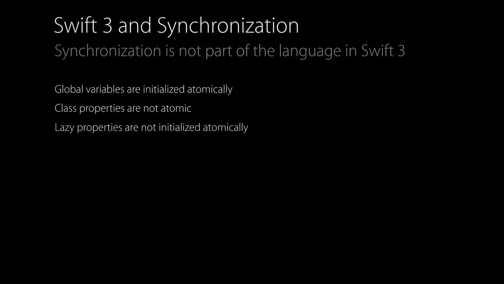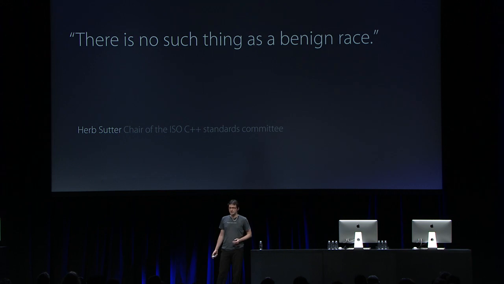But what you don't have is that your class properties aren't atomic, and lazy properties of your classes aren't atomic either. What that means is that if you're calling these properties and they're initialized from two contexts at the same time, your lazy initializer may actually run twice. So you have to synchronize. The language doesn't give us really a lot of tools today, but that doesn't mean that races aren't a problem. And there is no such thing as a benign race.